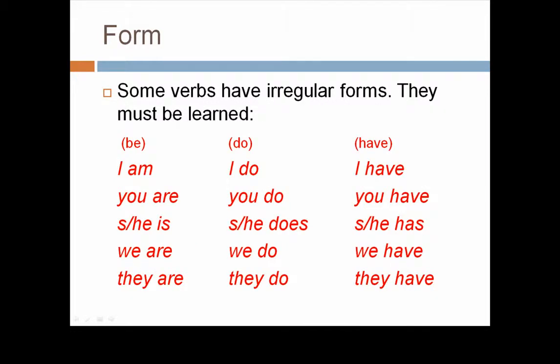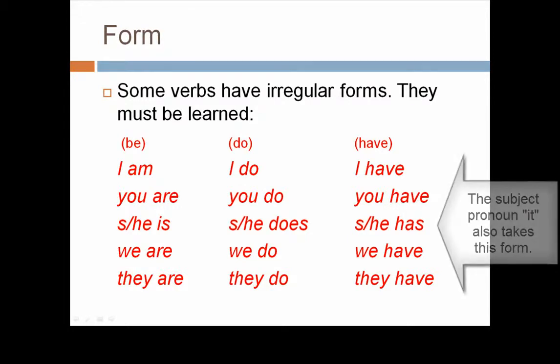Some verbs have irregular forms. They must be learned. Let's review the present forms of be, do, and have. I am, you are, she, he is, we are, they are. I do, you do, she, he does. We do, they do. I have, you have, she, he has. We have, they have.